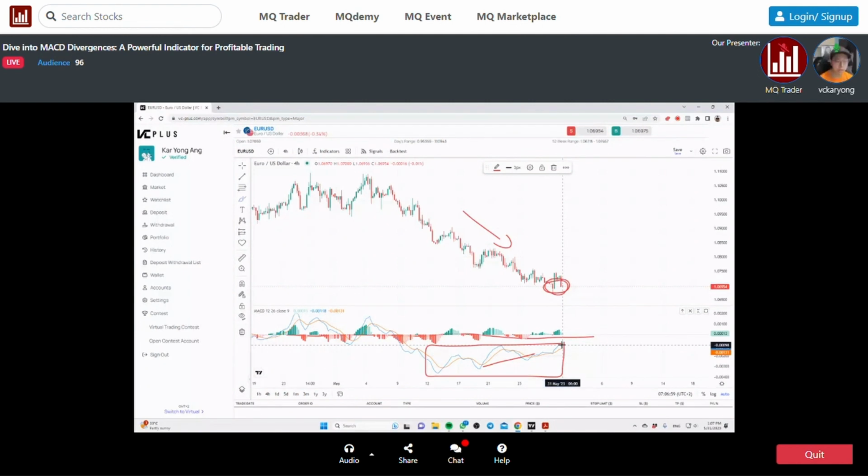Because at one point in time, if this just keeps falling and then this continues to rise, at one point in time it will cross the zero mark, okay? And that would be where the bullish opportunity will kick in, okay?